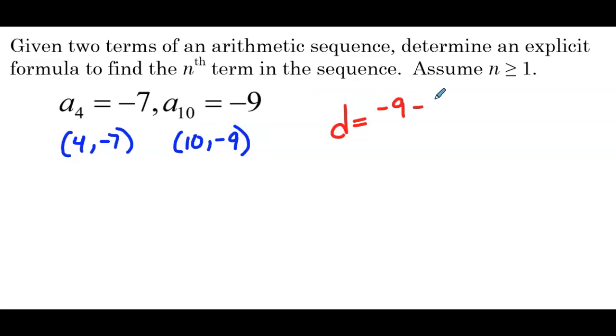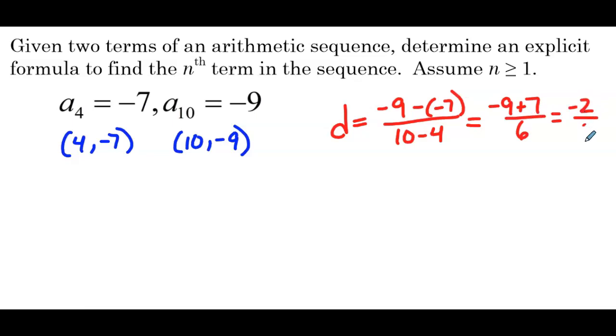So negative 9 minus negative 7 over 10 minus 4. So that's going to be negative 9 plus 7 over 6, which is negative 2 over 6, which we can simplify to be negative 1/3. So our common difference is negative 1/3. Now we have two terms, we can choose either of them. Let's choose 4, negative 7, and we have the common difference, which is our slope.